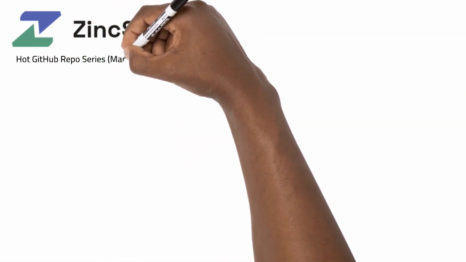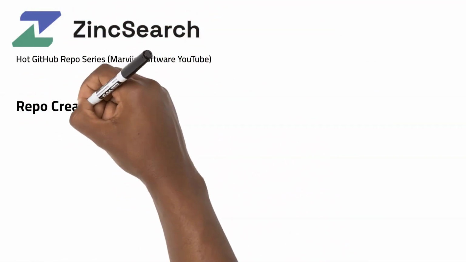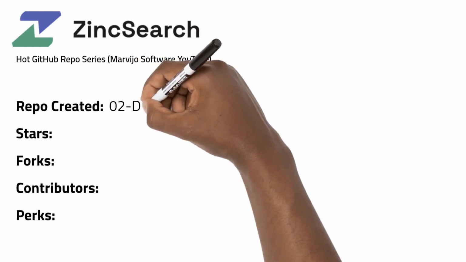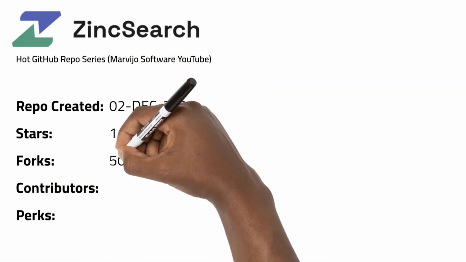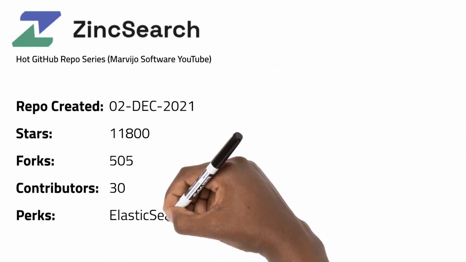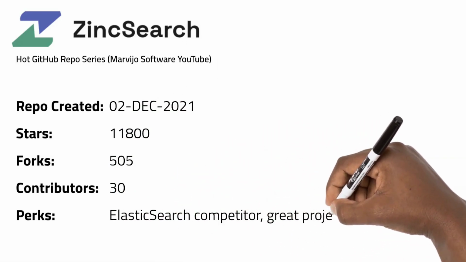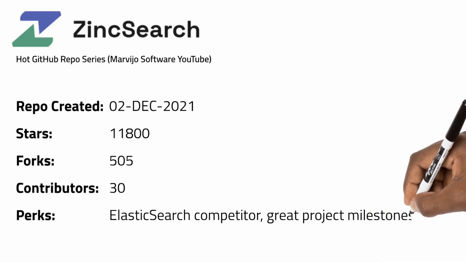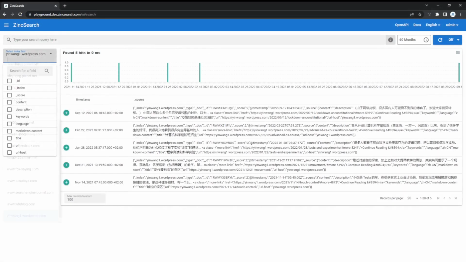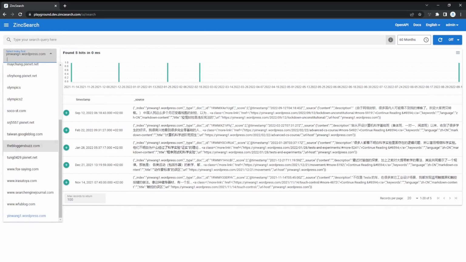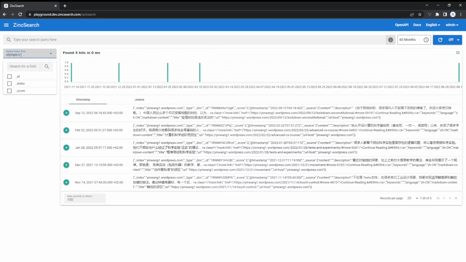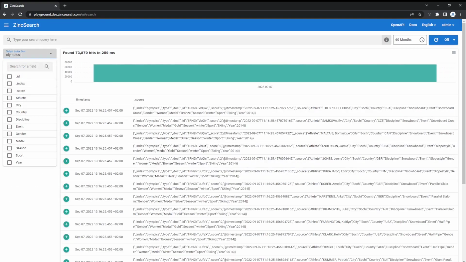The code repository was created on the 2nd of December 2021. It currently has 11,800 stars, 505 forks, and 30 contributors. Its perks include being a good ElasticSearch competitor. It has great project management and discloses milestones, and it's lightweight in size and operation.